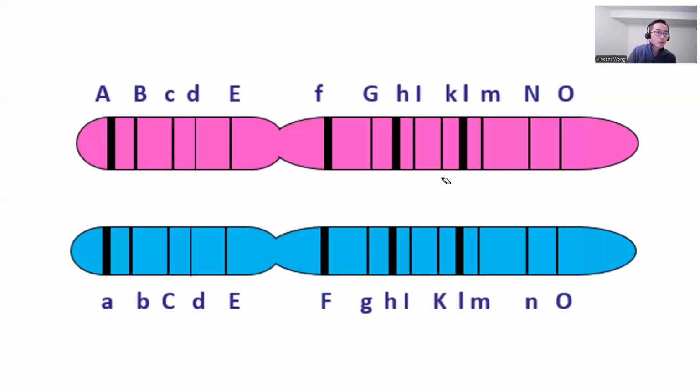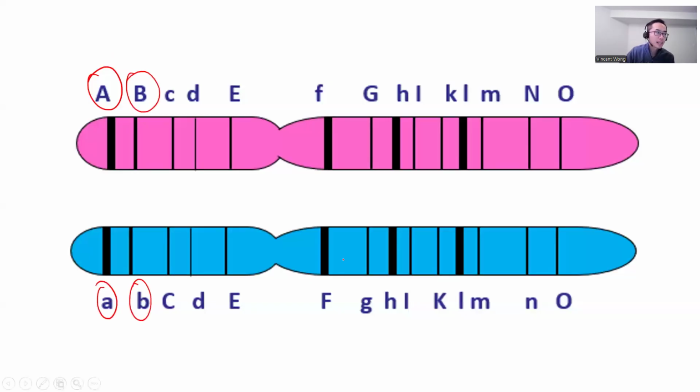So I want to show you two chromosomes here. We have the pink one, the maternal chromosome, and then the blue one is the paternal chromosome. And you can see the order of genes are the same, right? A, B, C, D, E, all the way to O. And some of them are different over here, so that would be heterozygous. That is also heterozygous.